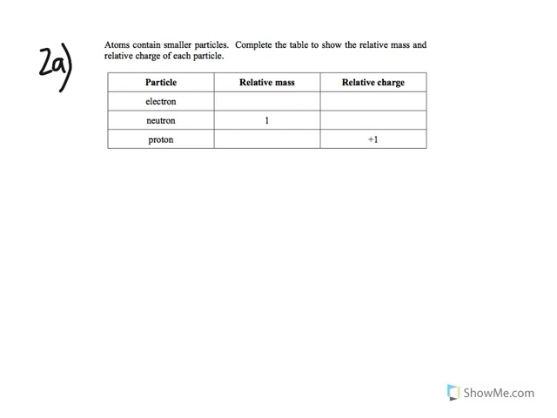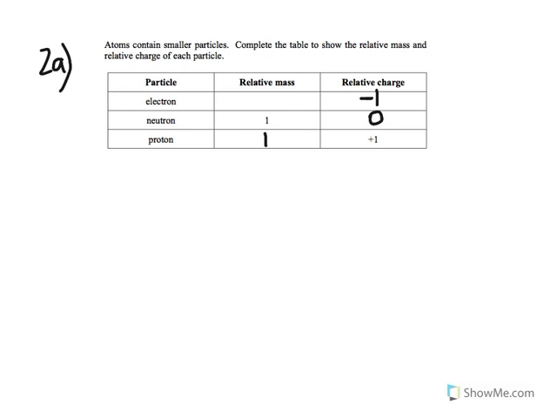Alright, so you just got to complete the table to show the relative mass and relative charge of each particle in question 2. So this is pretty simple. When we're talking about relative mass, the neutron has a relative mass of 1. We consider the proton to have the same relative mass, so it's also 1. And the relative charge of any neutron is 0 because it has no charge at all. And electrons are -1 because they're the complete opposite of a proton.